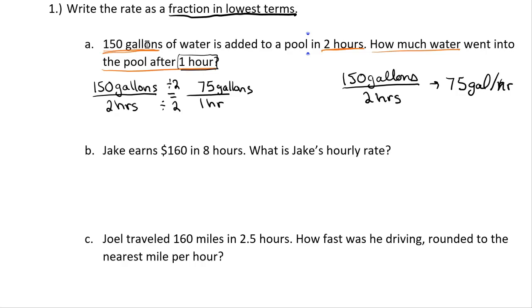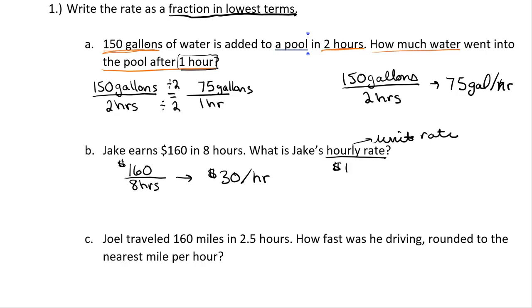All right, so here we have Jake earns $160 in 8 hours. What is Jake's hourly rate? So hourly rate, we're looking for basically income per hour, per single hour. So this means we're looking for a unit rate. That means I can use that second method. Because we're looking for the unit rate, I can take that 160 over the 8 hours. I divide that, and I get $30 per hour. Or I could do that first way, which again will always work.